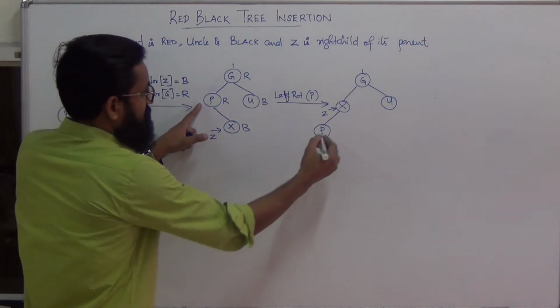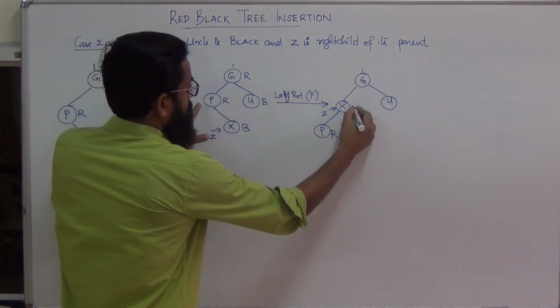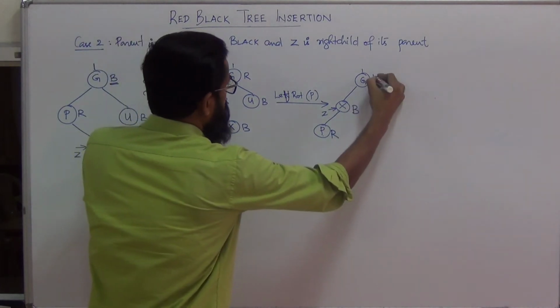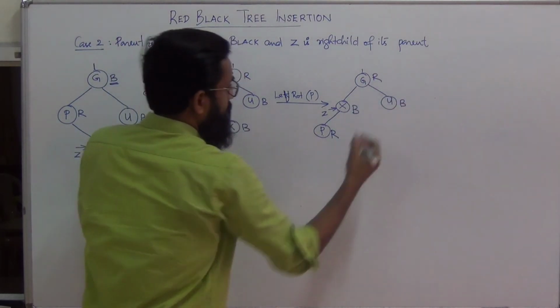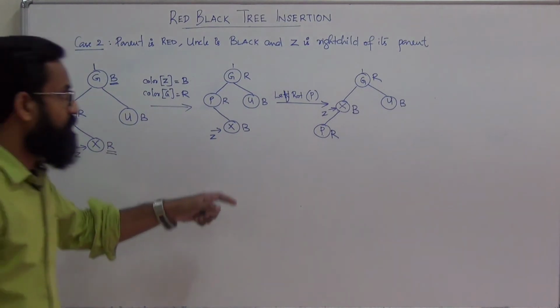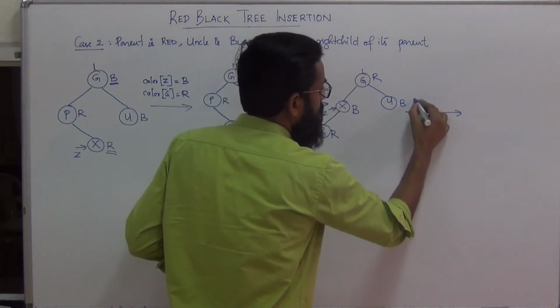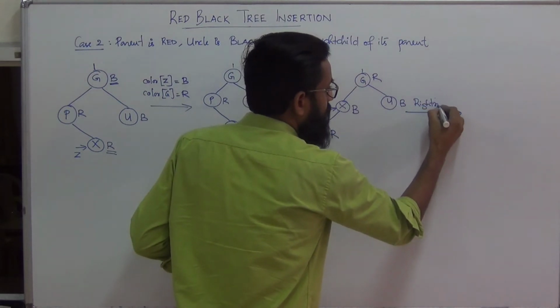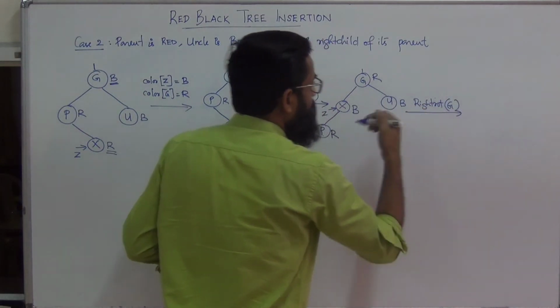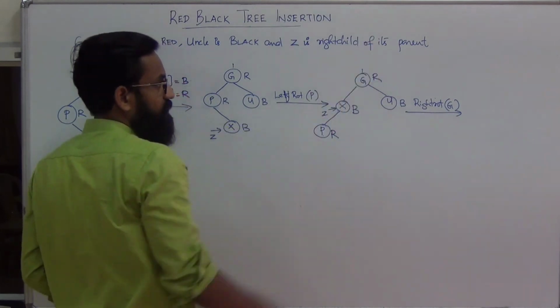And if you mark the colors, parent is red, X is black, grandparent is red, and uncle is black. So this is the first rotation, and this must be followed by a right rotation. You have to perform right rotation with respect to grandparent.